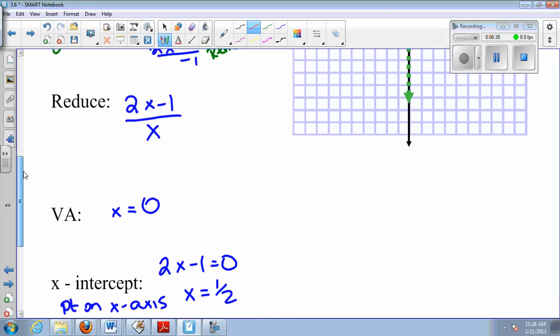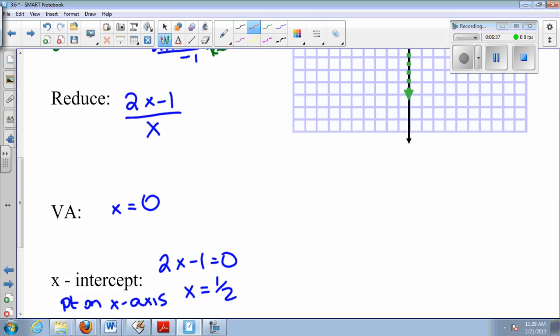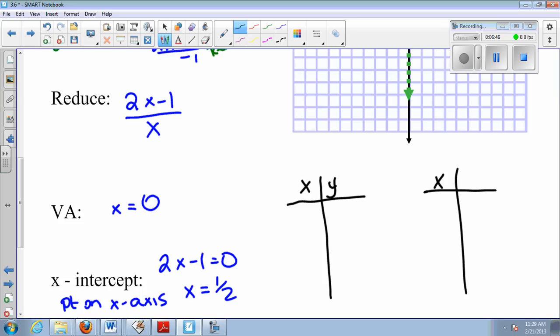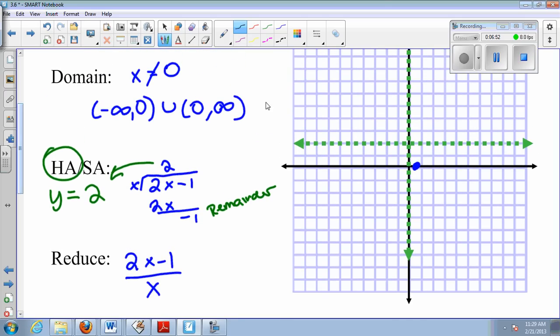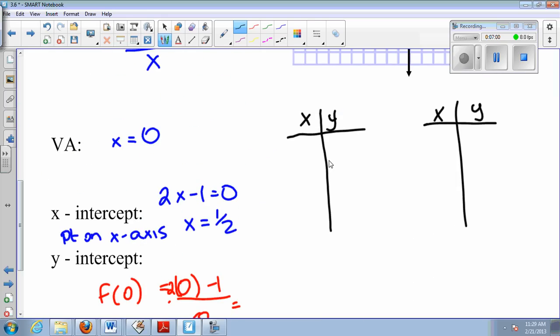Okay, so now we need to get more points by making a table. We're actually going to need to make 2 tables because there's 2 branches. So if we work left of the vertical asymptote, we're going to go -3, -2, -1, and see what we get out.